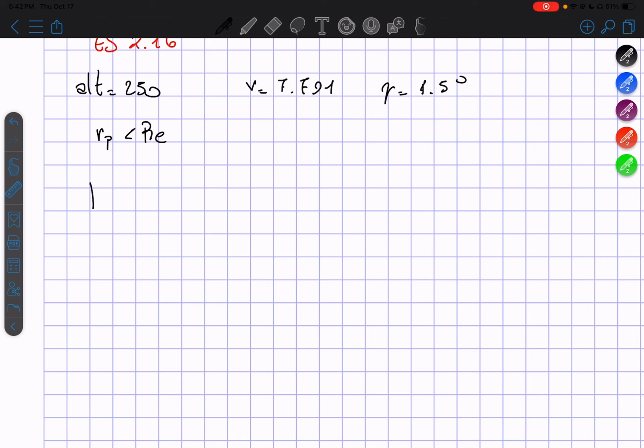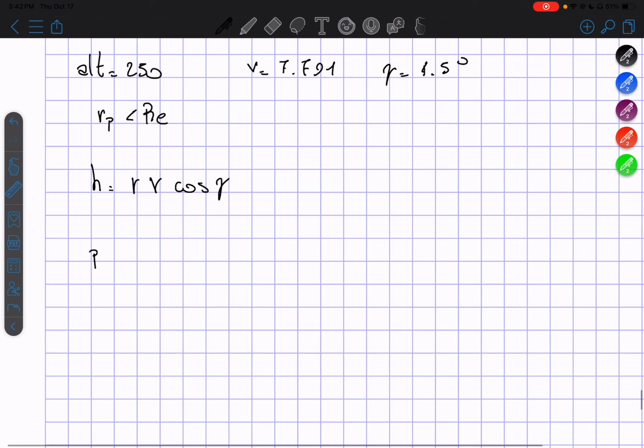How do we find h? Well, h is going to be equal to, and we're talking about just the magnitude of h, r times v times cosine of gamma. Once I find h, I can find p, which is equal to h squared divided by mu. Once I find p, since p is equal to a times 1 minus e squared.